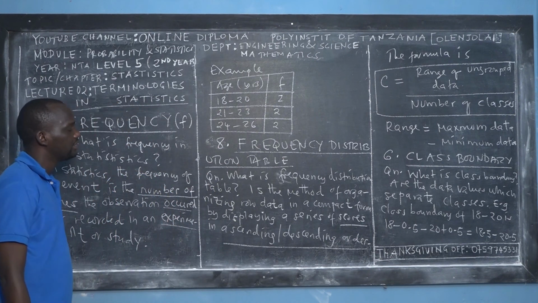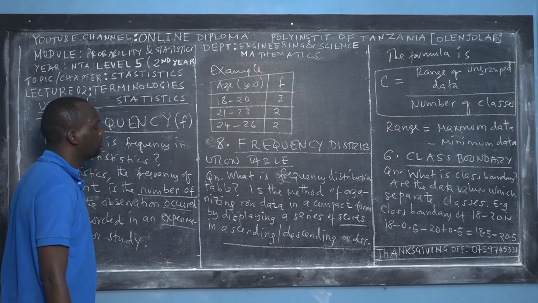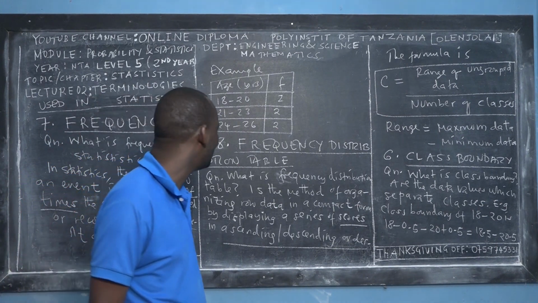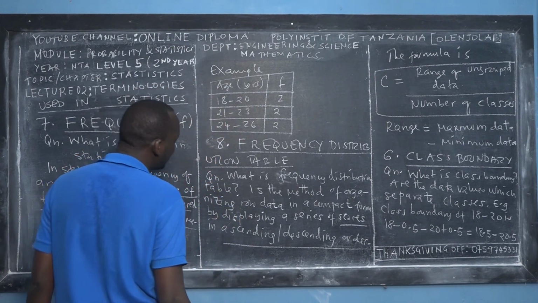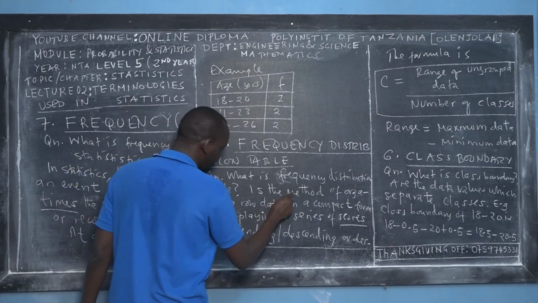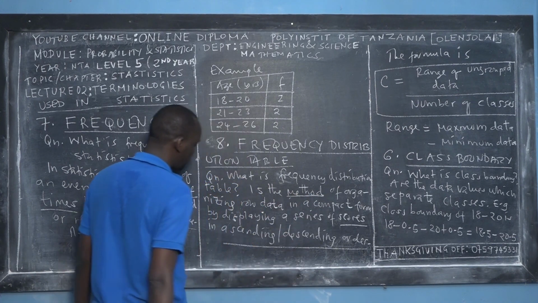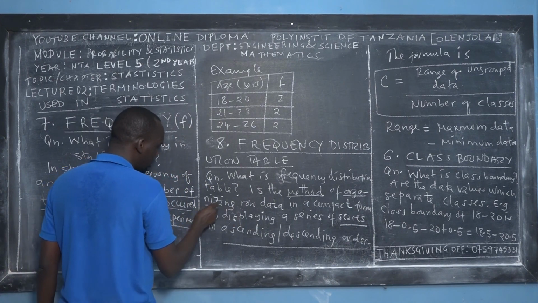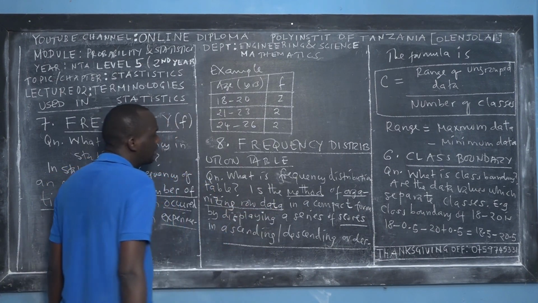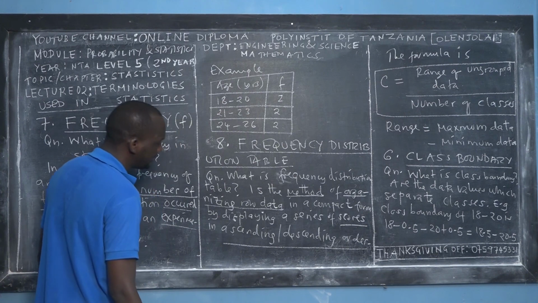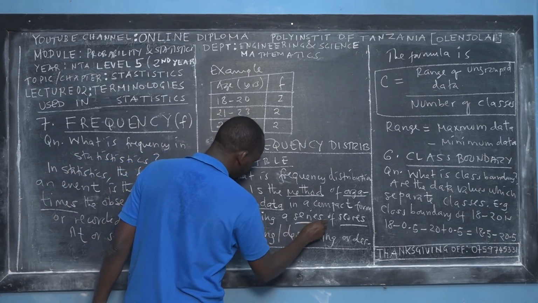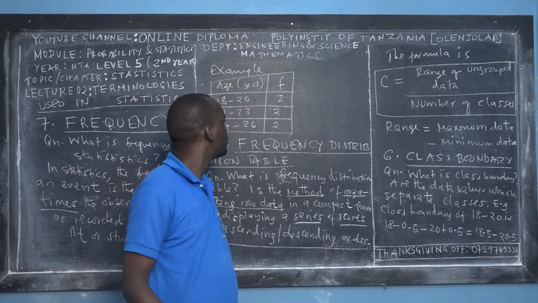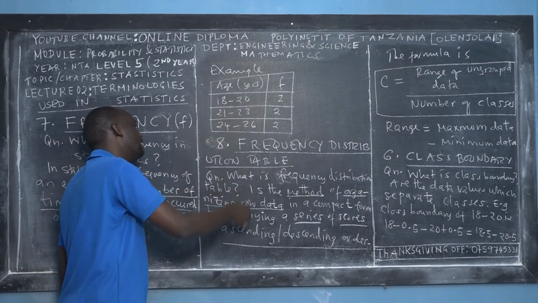So simply say that cumulative distribution table, frequency distribution table, excuse me, I'm one step ahead of you. Frequency distribution table is the method. It's a method of organizing raw data in a compactive form by displaying a series of scores in ascending or descending order. So for instance, this is ascending order.